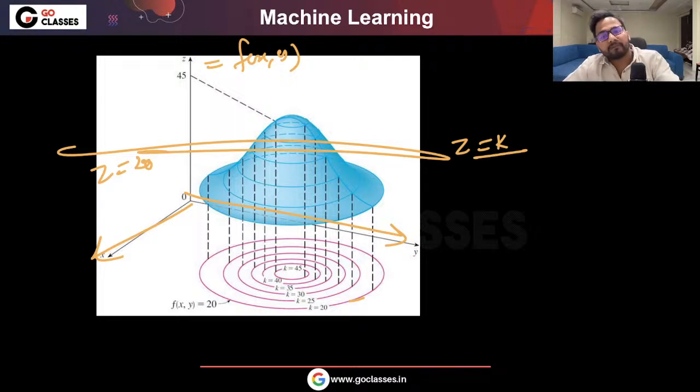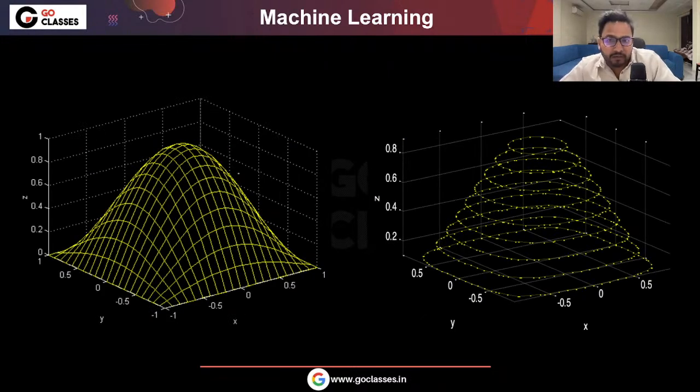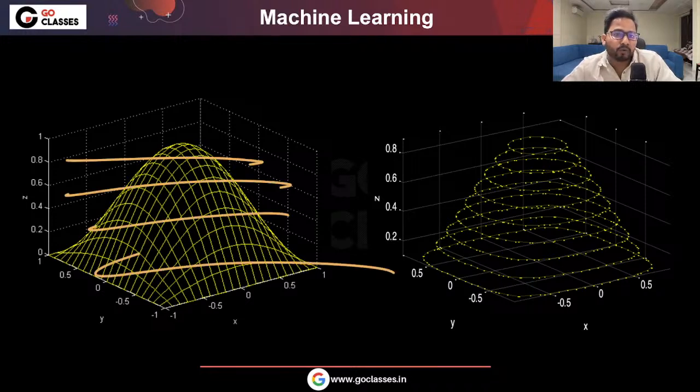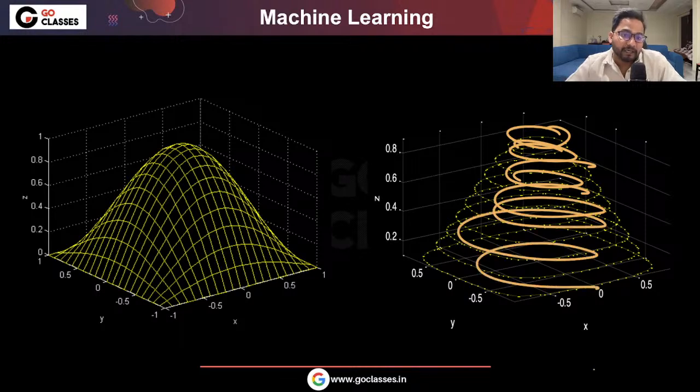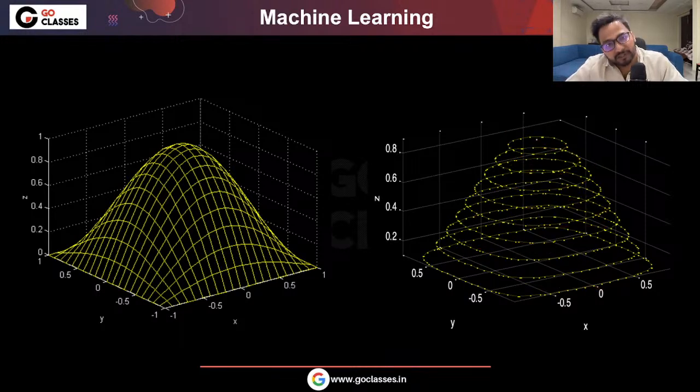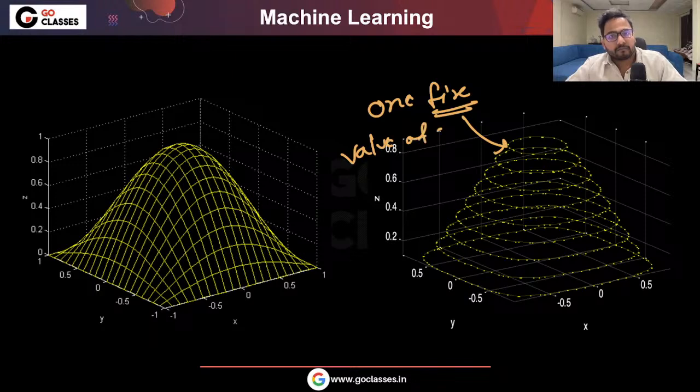So basically what I'm trying to say is that you are going to cut it, and then you are going to get some shapes. So for example, these circles, and interestingly, each of these circles is for one fixed value of z. This is important. Each circle is for one fixed value of z. Is this understood to everyone? Because this is very important.